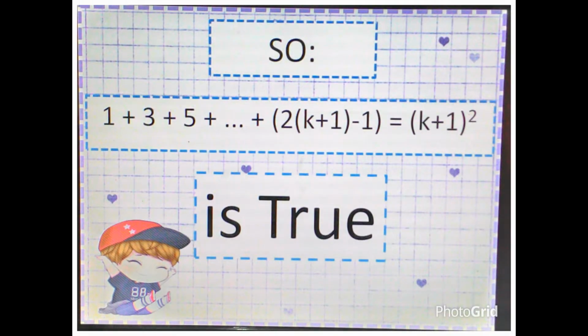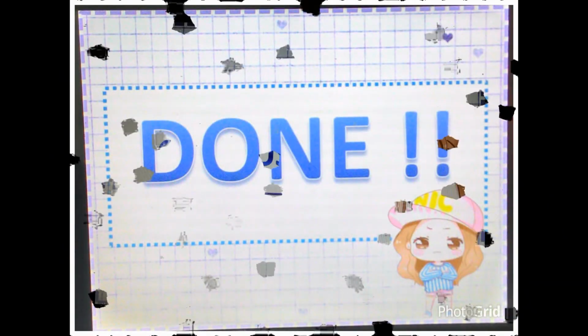So the conclusion is 1 plus 3 plus 5 plus ... plus 2 times k plus 1 minus 1 equals k plus 1 squared is true. Done it!